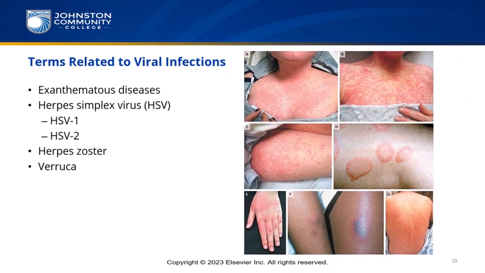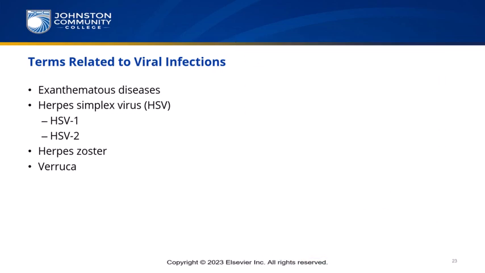Exanthematous diseases are those that are characterized by a rash, or exanthem. Measles, mumps, Fifth's disease, rubeola, and chickenpox are examples of exanthematous diseases. Herpes simplex virus, HSV. These viral infections cause clusters of small vesicles on raised inflammatory sites on the skin or mucosa.